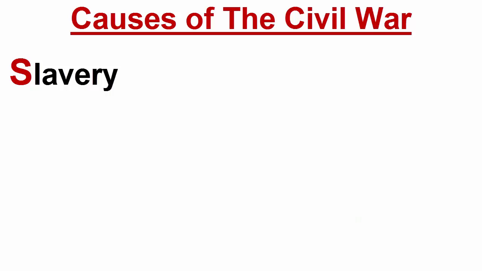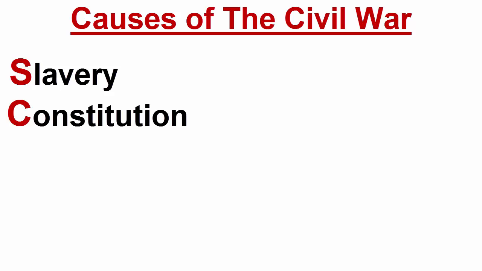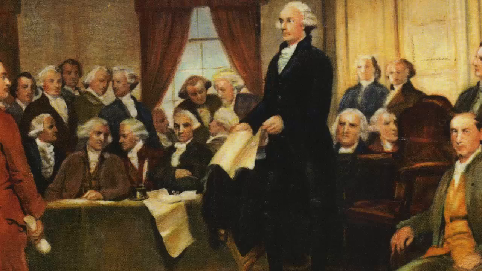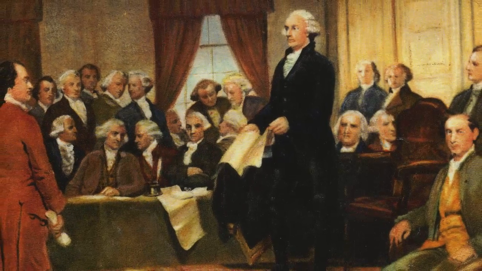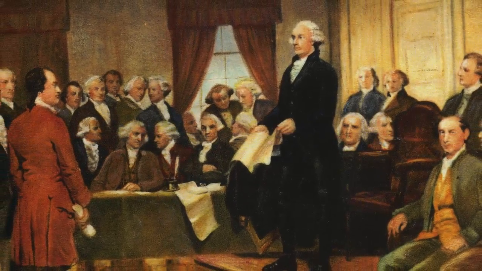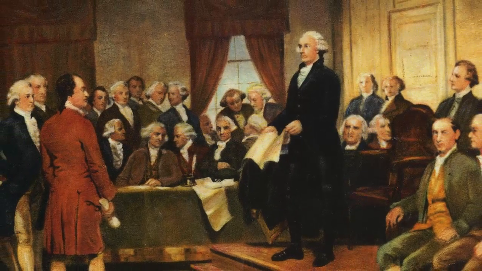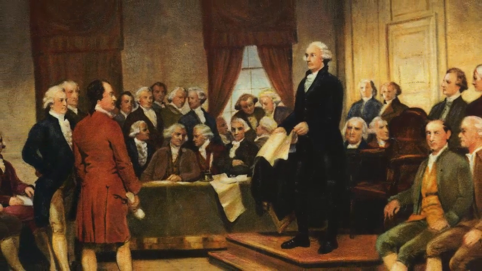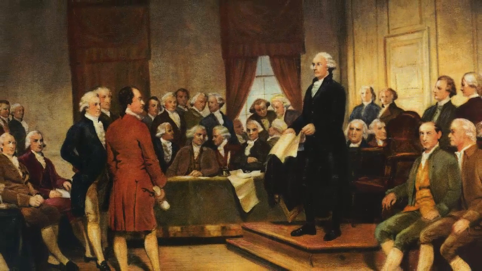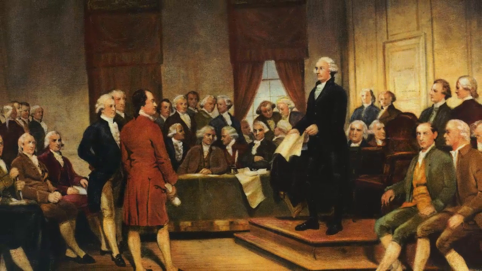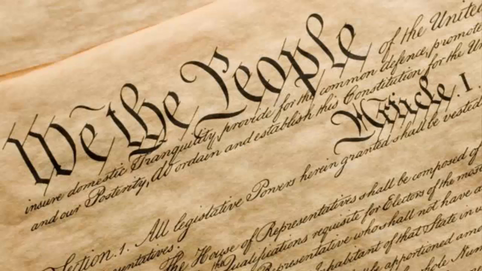The C stands for Constitution. Now, this is going to throw you for a bit of a loop, I'm sure. You're probably thinking, how did the Constitution lead to the Civil War? Well, I'm about to tell you. When the Founding Fathers were debating the Constitution, they realized that the people wanted certain protections from government. If this Constitution was going to be ratified, there were going to have to be certain rights guaranteed to everybody. That's how the Bill of Rights was born.